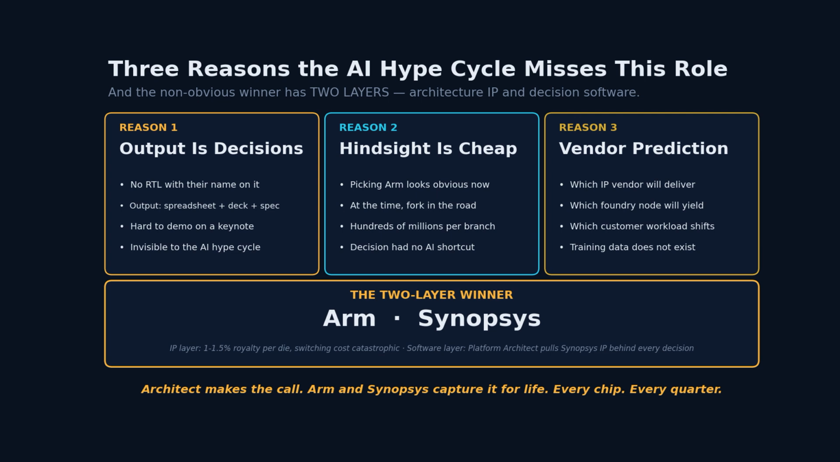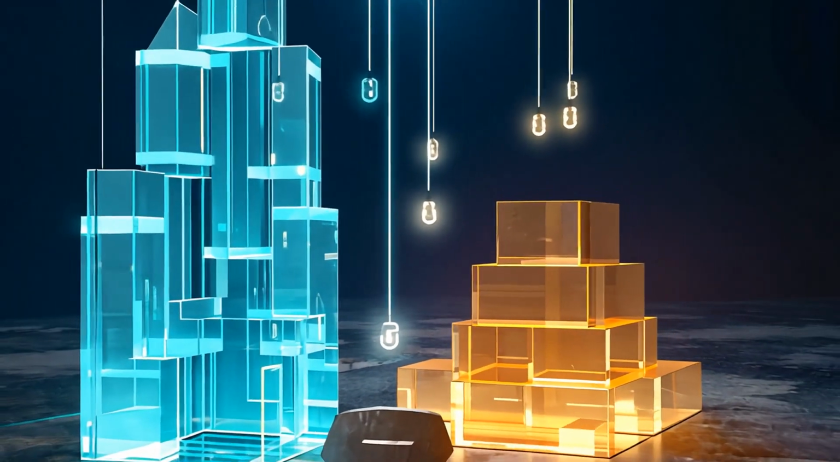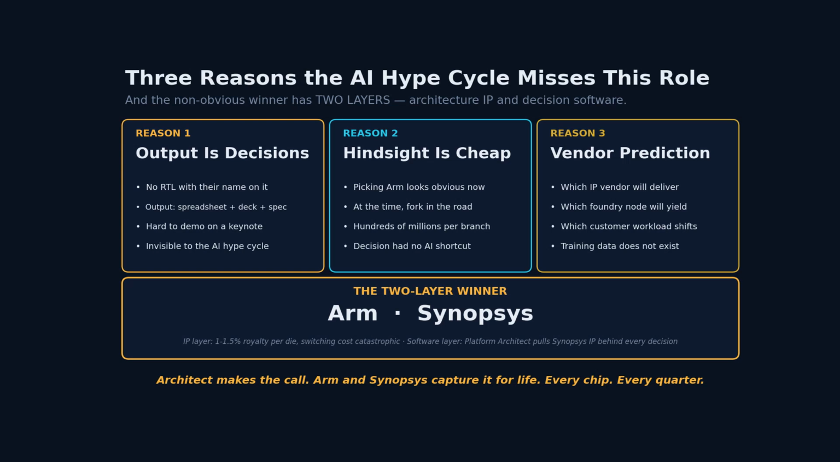Now the verdict. There are 2 layers. Layer 1 is the architecture IP that gets baked into the spreadsheet on day 1. The winner is ARM. Every major AI accelerator, every data center CPU, every mobile system on chip uses ARM cores. The royalty is small per die, around 1 to 1.5% of selling price. But every advanced chip pays it every quarter for the entire product life.